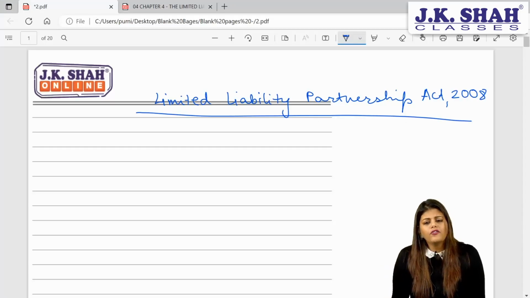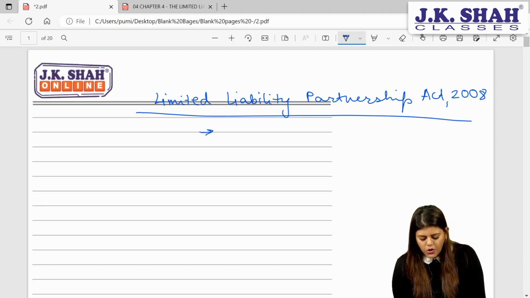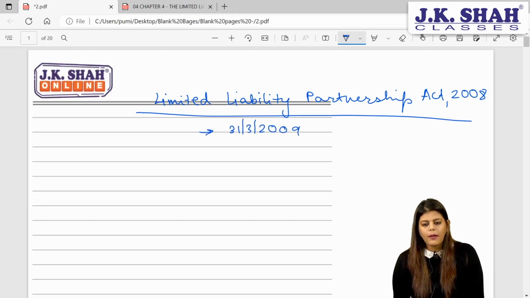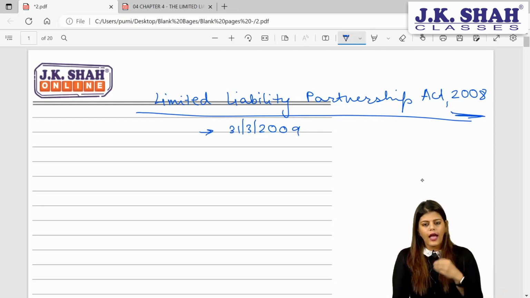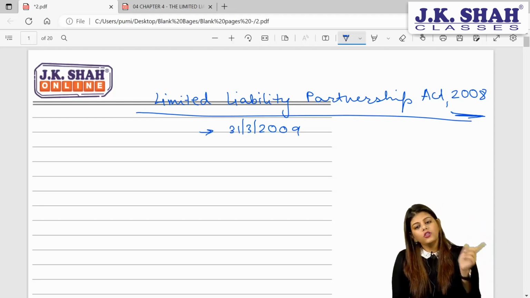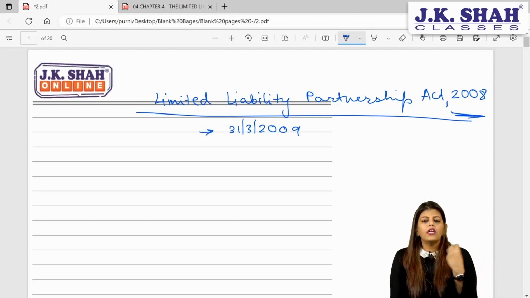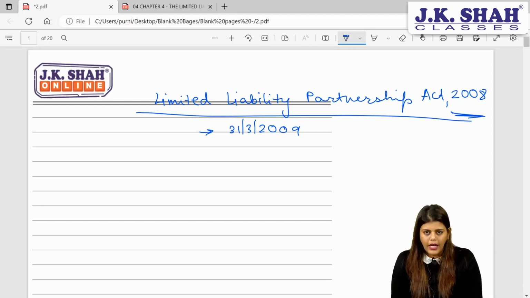Now, in spite of the Act being introduced in 2008, the actual introduction date is 31st March 2009. So, a lot of students ask me, ma'am, are we supposed to write 2008 or 2009? But 2008 mein Parliament finalized it, and actual 2009 onwards it was introduced to the public. So, when you are writing LLP Act, you have to write 2008. But if they by chance ask you the introduction date, then 31st March 2009.